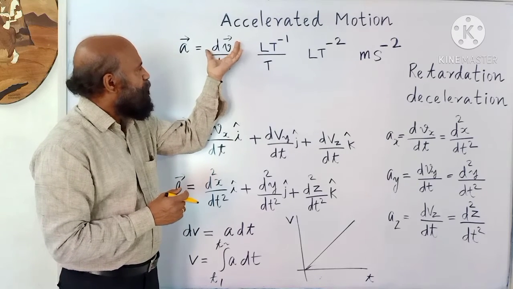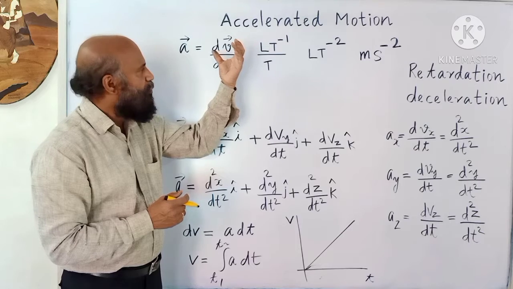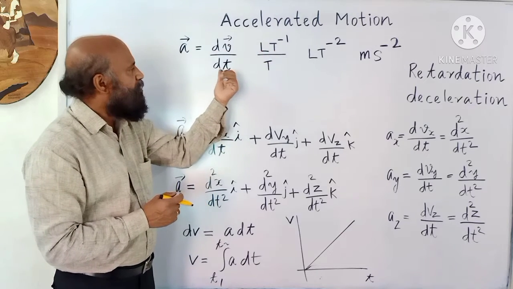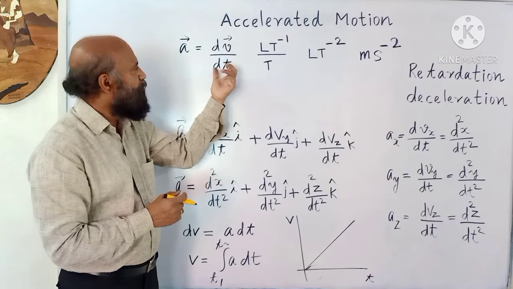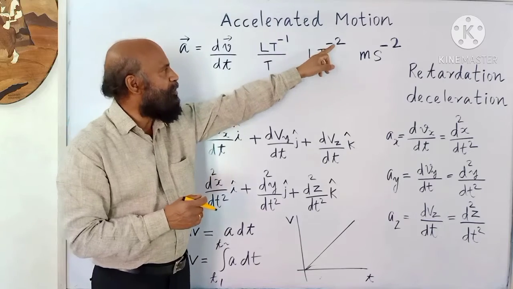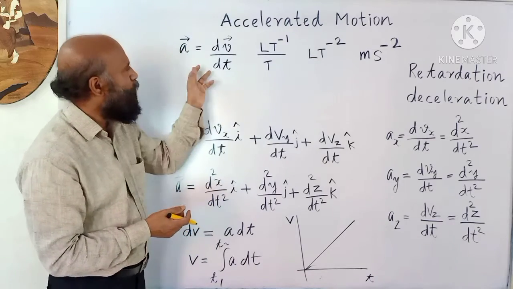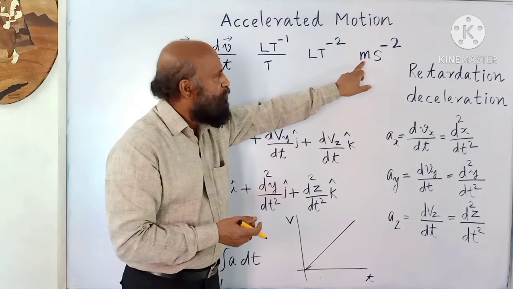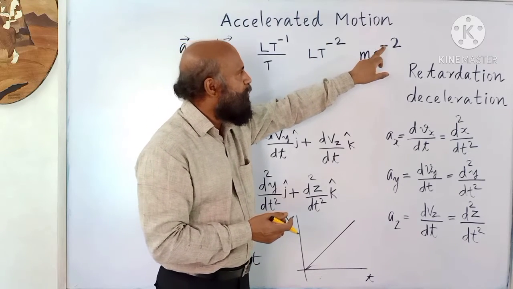Change in velocity: the dimension of velocity is LT raised to minus 1. Then change in time, dv by dt, so its dimension is T. So this can be written as LT raised to minus 2. So the dimension of acceleration is LT raised to minus 2. Then its unit is meter per second square.